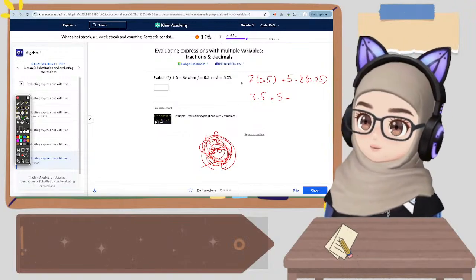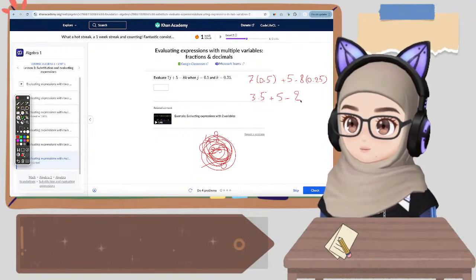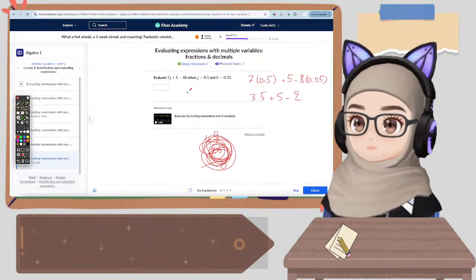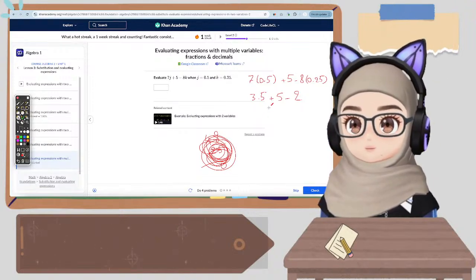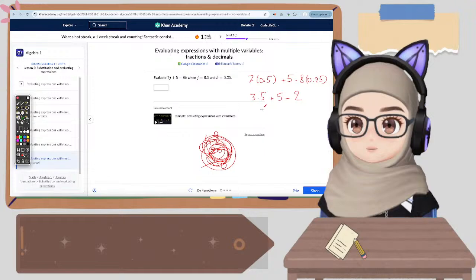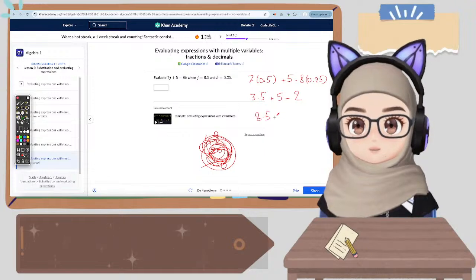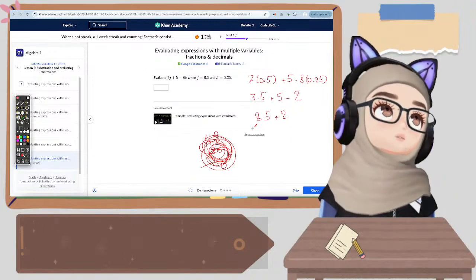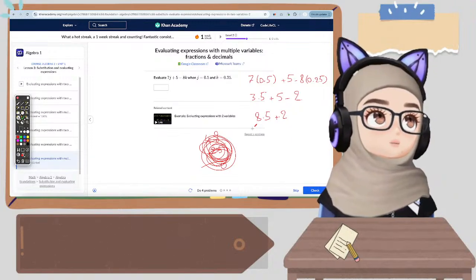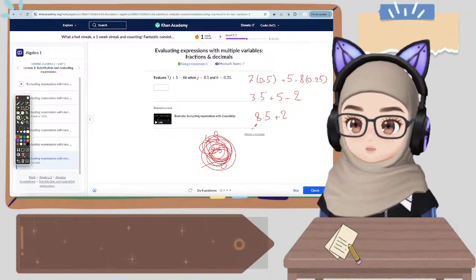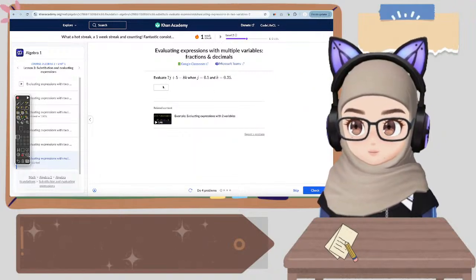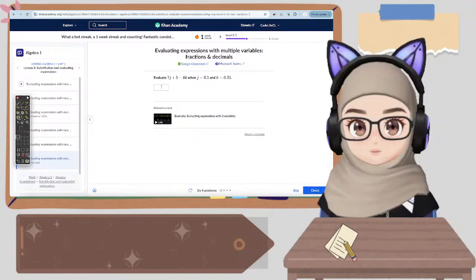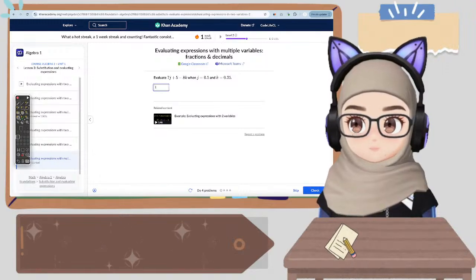Life is difficult. I'm just gonna say this is a 2. How did I get there? Who knows? So I'm guessing this is 8.5 plus 2, which is 10.5. This better be correct. If not, I'm just gonna go back and watch the thing. 10.5 is my final answer. Let's do this. 10.5.